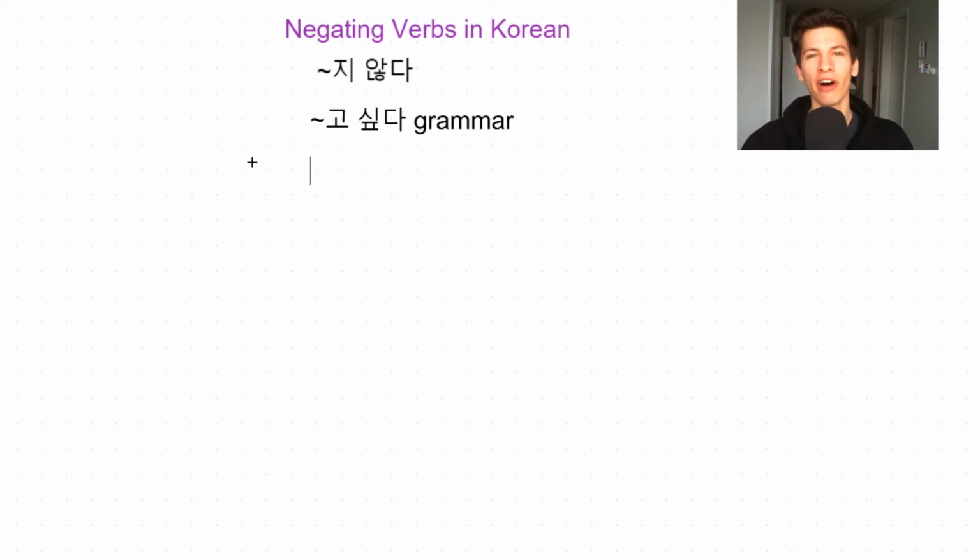So if you say I want to cry, 울고 싶다. I want to cry. It's kind of sad, right? So maybe you want to make it a little bit happier and say, oh, I don't want to cry. You say 울고 싶지 않아.